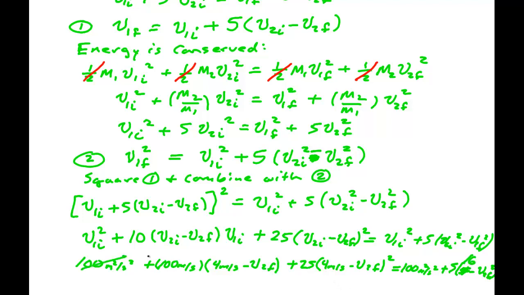Now I can kill this and that, but you can see that there's an x to the first power, an x that's going to go to the second power, and another x over here to the second power. So we're going to need the quadratic formula to solve this problem. And I'll pick that up in the next video.